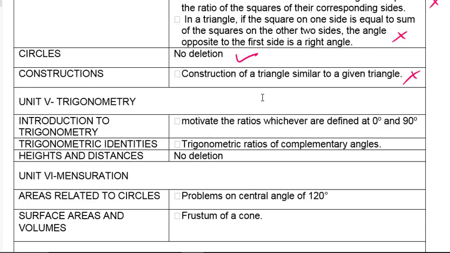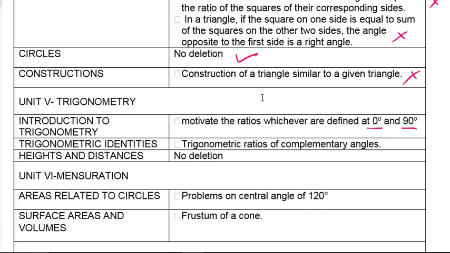Now come to a very important topic, that is introduction to trigonometry. In introduction to trigonometry, most of the things are there. Only motivating the ratios defined at 0 degree and 90 degree is removed. That means how we get the ratios of 0 degree and 90 degree is not there. But you have to remember values like sin 0 is 0, cos 0 is 1. Those values you have to remember.